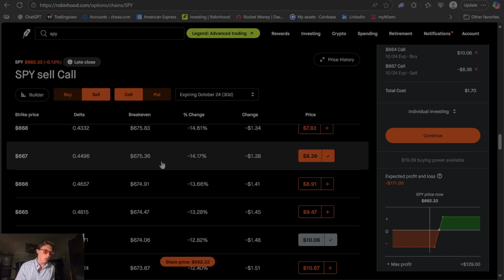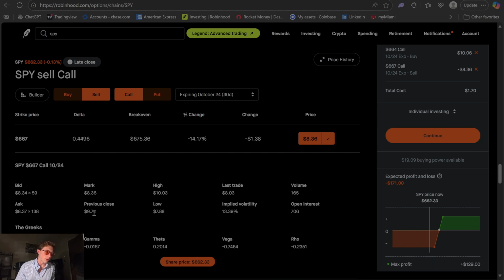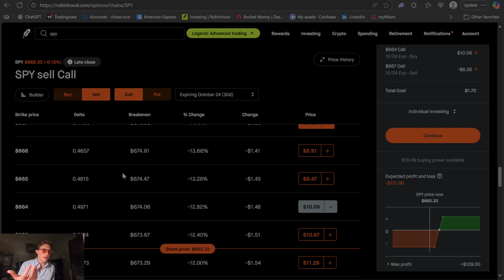Now, we're shorting this call right here, which has a delta of this. So with every dollar the stock goes up, we're going to be profiting on this strategy the difference in the delta.